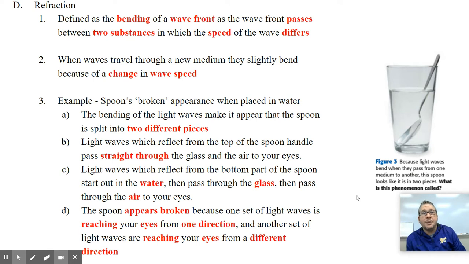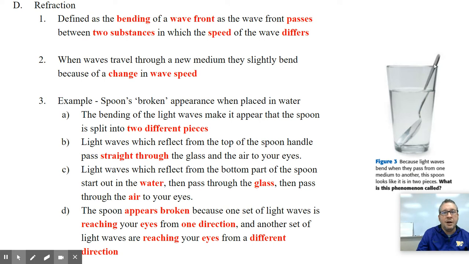Refraction now is the bending of a wavefront as the wavefront passes between two substances in which the speed of the wave differs. So when waves travel through a new medium, they slightly bend because of a change in the wave speed. So, a spoon's broken appearance when placed in water.